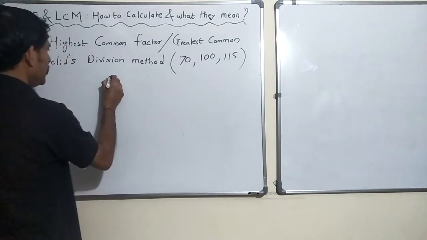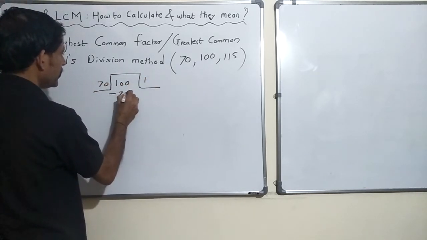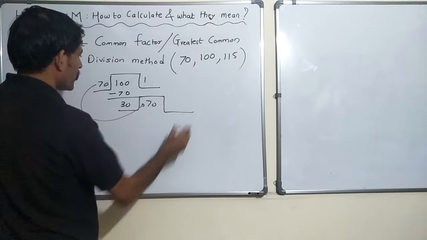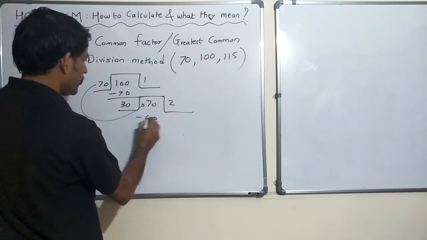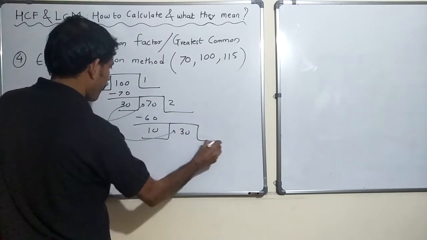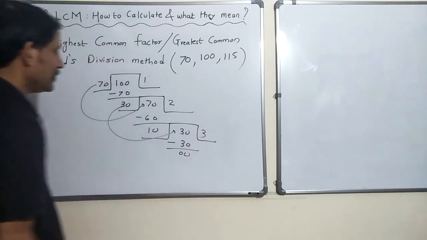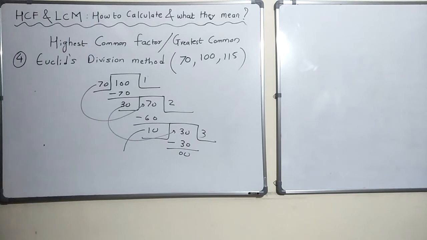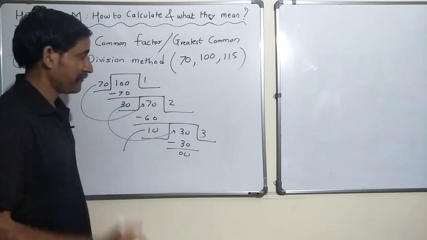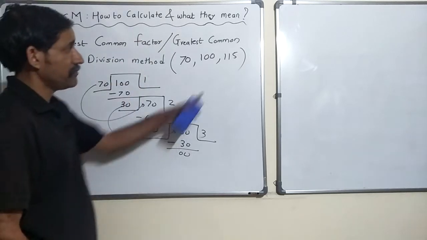Let's take the first two numbers and do the division like we did in the previous example. 70 ones are 70, so I have 30. I bring this here. 3 twos are 60. I get 10. I bring this here, and this is 3. So now this is the HCF. If there were only two numbers, 70 and 100, 10 would have been the HCF of 70 and 100. Good. But now we have one more number, which is 115.